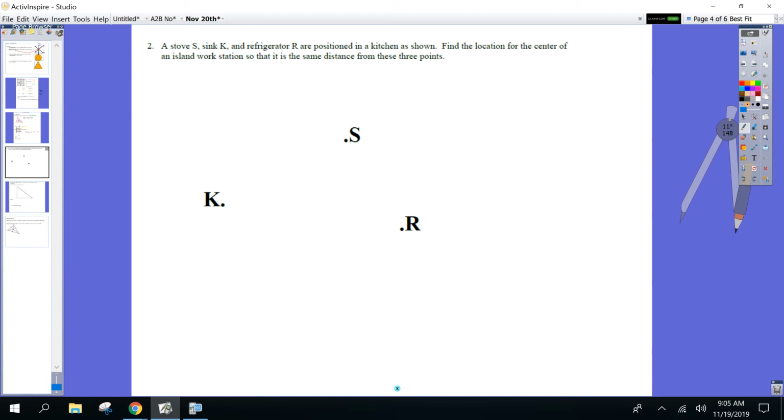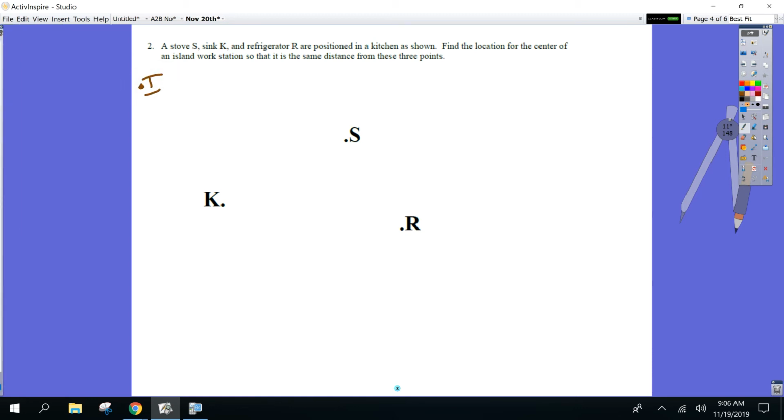All right, here's the gist of the problem. I'm in the kitchen. I've got a stove, a sink, and a refrigerator in the kitchen. I'm going to build an island, and I want to make sure it's the same distance from those three appliances. Where should I put it? Obviously it's not going to be up here, because that's not the same distance away. I have to put the island somewhere where it's equidistant from all three points. Everyone all right on my task for you?